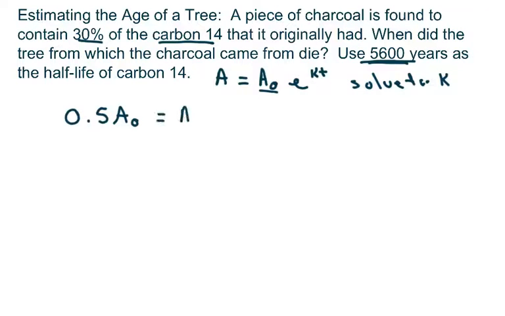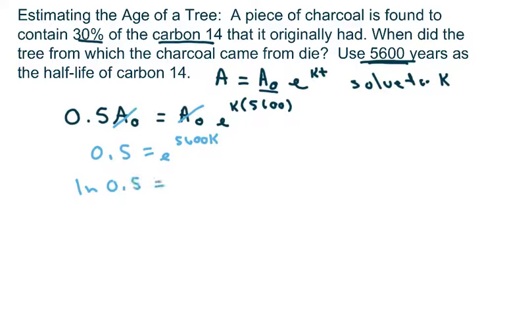And we're just solving for K now, and my time is 5,600. These cancel, so you have 0.5 equals e to the 5,600K. So ln of 0.5 equals 5,600K. So my K equals ln of 0.5 over 5,600.